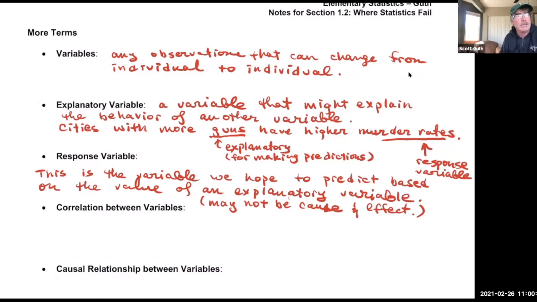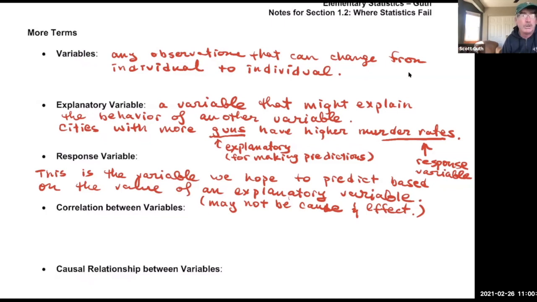We know that cities with more guns have higher murder rates, but I don't know for sure, and nobody's ever going to know for sure. And we'll talk about this later. No one's going to know for sure that it's the higher number of guns that causes the higher murder rate. Because I always like to turn that one around and say maybe it's the higher murder rate that causes people to go buy more guns. And the fact is, I don't know which one's causing which, and it may be neither. There may be just a third variable, like how much violence is in a city.